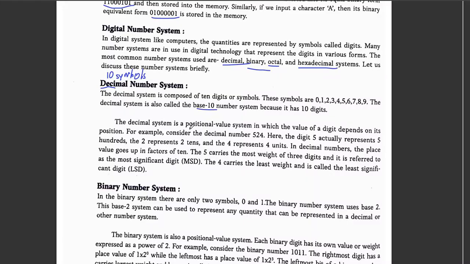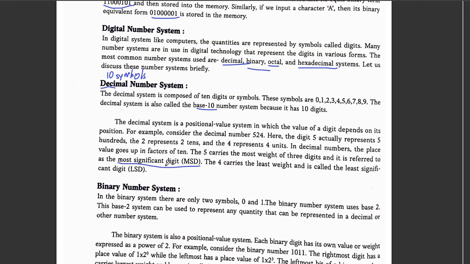Okay? Decimal number system is a positional value system in which the value of the digit depends on its position. For example, consider the decimal number 524. Here, the digit 5 actually represents 500, 2 represents 2 tens, and 4 represents 4 units. In a decimal number, the place value goes up in factors of 10. The 5 carries the most weight of the 3 digits and it is referred to as the most significant digit.